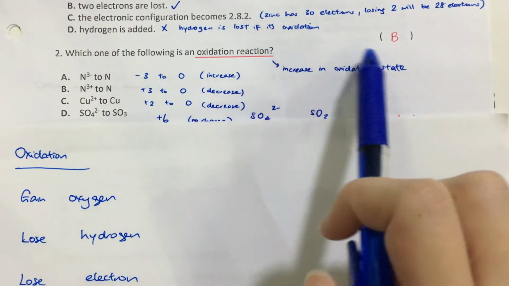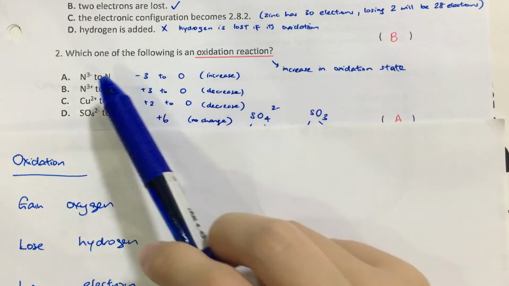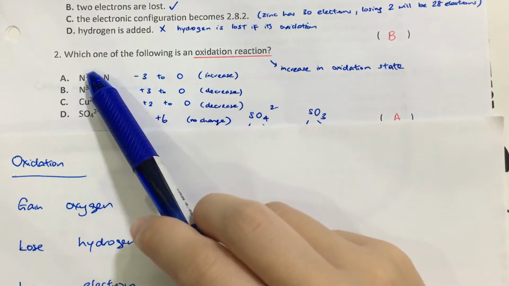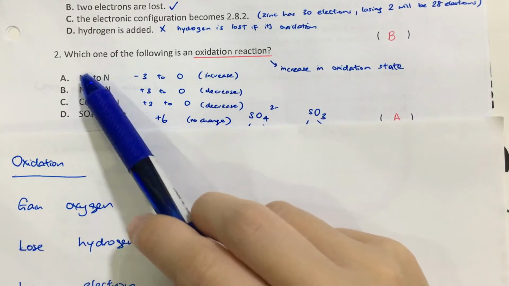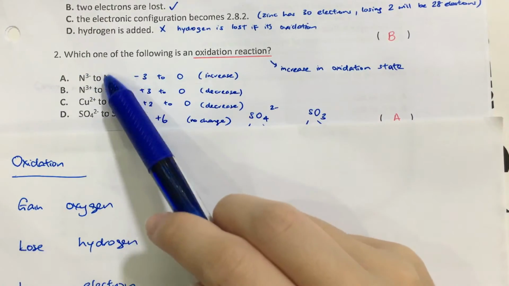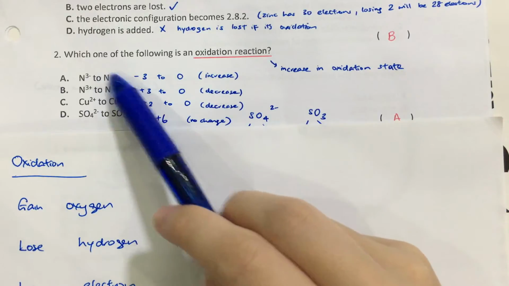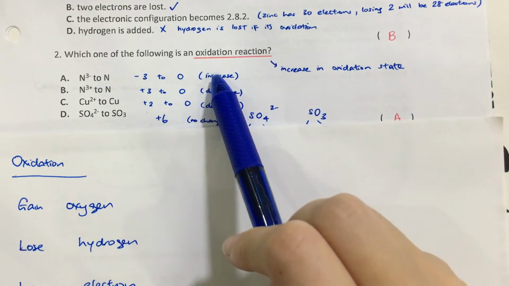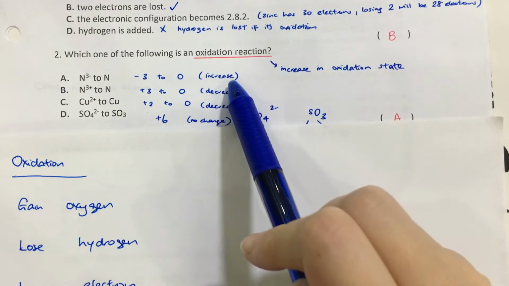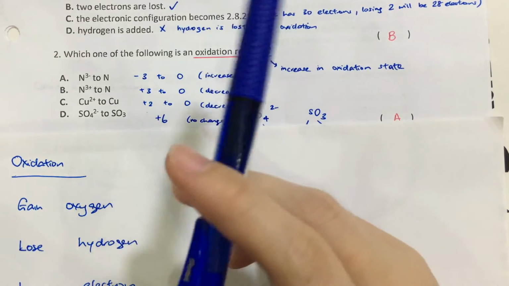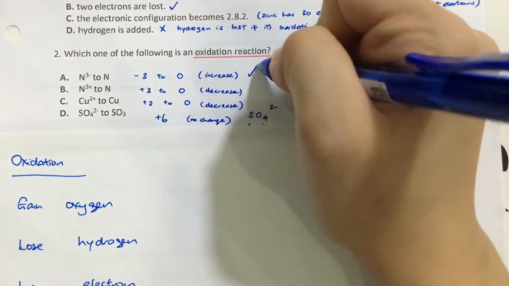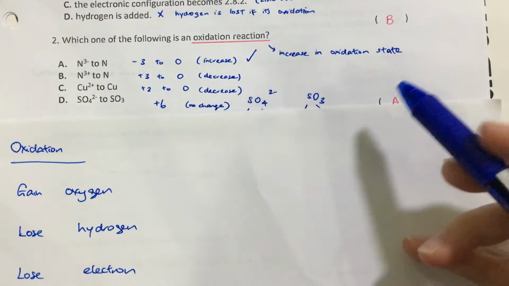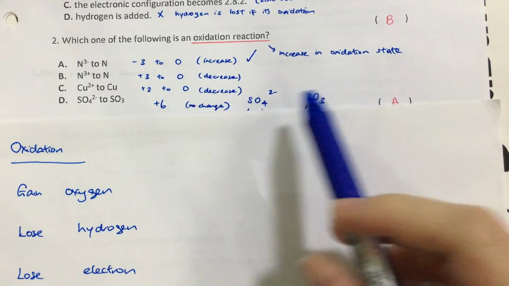Okay, how do we know oxidation state? We look at the charge, right? So N3- means the oxidation state is -3. And when it's a free element, the oxidation state is 0. So -3 to 0 means there is an increase. So when it's an increase, it could be oxidation. So A could likely be the answer. Okay, and it is the answer. But you can check and move on.